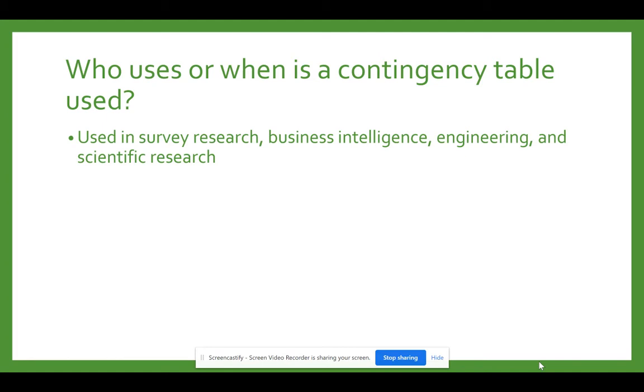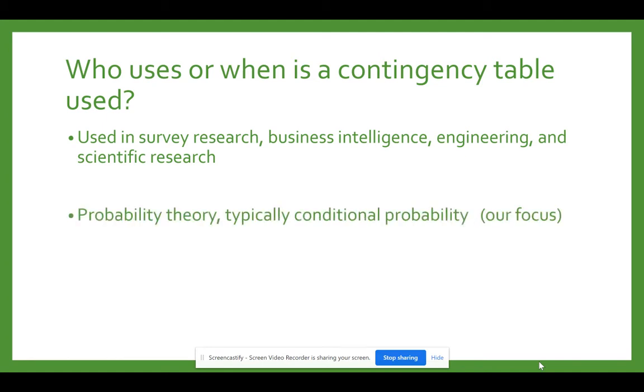One of the primary uses, and that's going to be our focus, is how to use it related to probability theory, typically in relationship to conditional probability, but it can also be used for various tests. We can use it for the chi-square test for independence, as well as the chi-square test for homogeneity. We won't talk about those two tests in this course, but you will be talking about those in later courses. So this will be some background information that you may need.